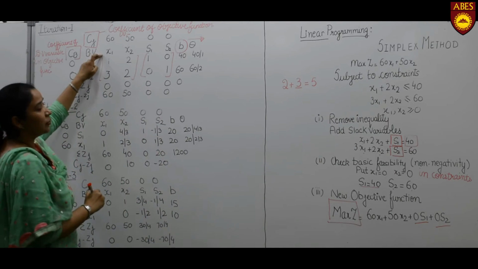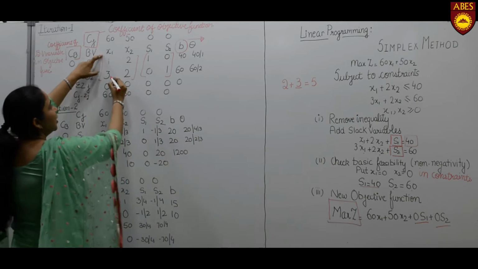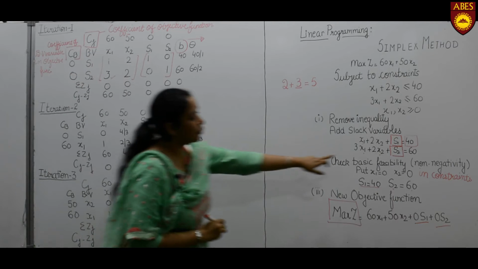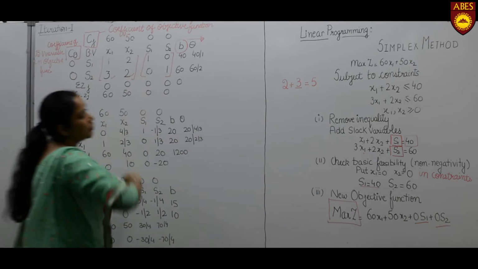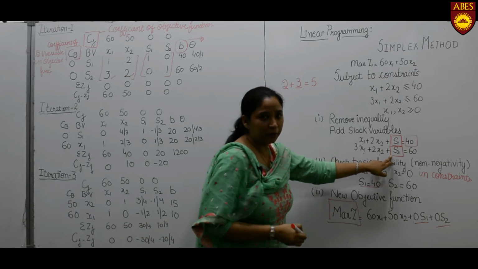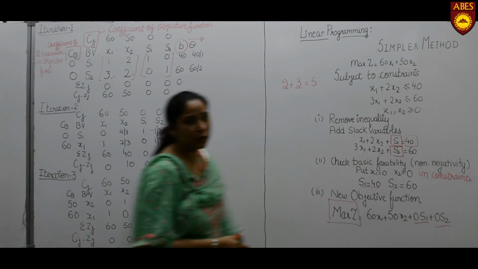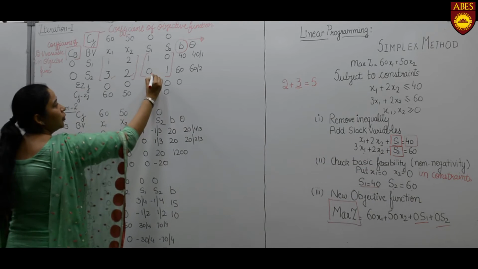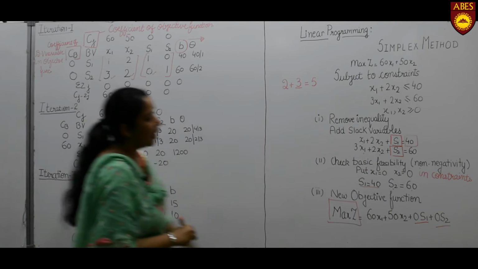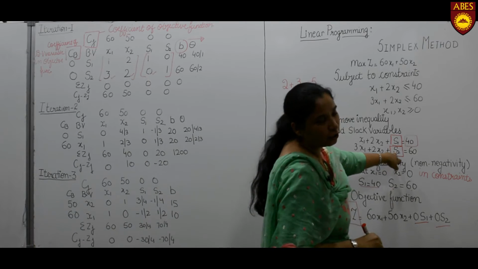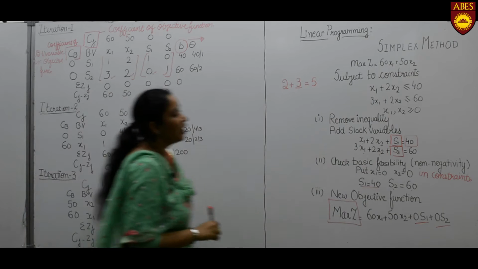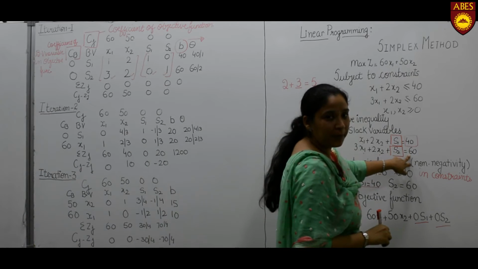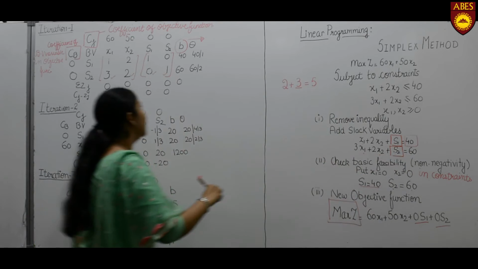For example, x1 here, you can see that it is 3, x2 is 2. We don't have x3, and s1 is absent over here, so we will put 0 for that, and s2 has a coefficient of 1. Here we can see that the value of b for the second constraint is 60.